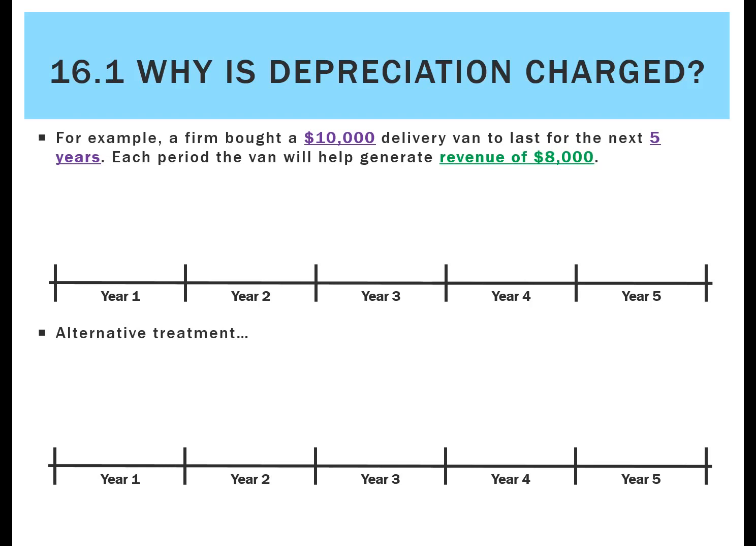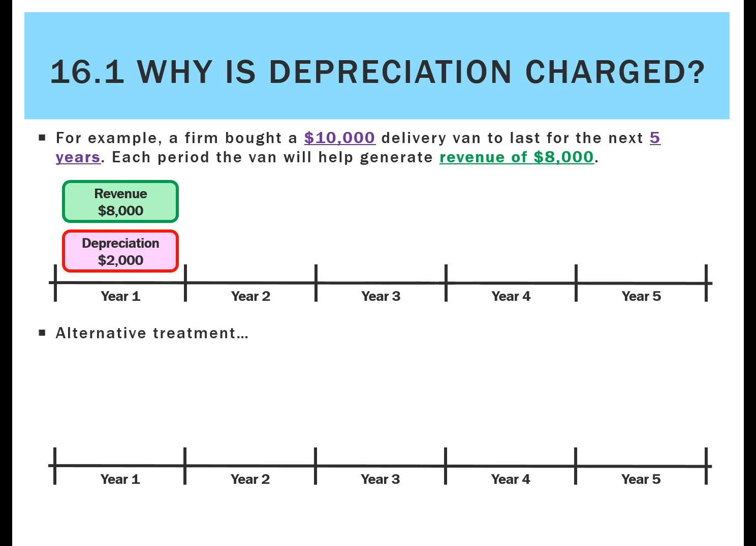Let's look at why we're using depreciation over a number of years rather than just doing it all in the first year. So, for example, let's take the $10,000 van. It's going to last for 5 years, and we'll assume every year it's going to generate $8,000 of revenue. So what we should do is in year 1, with the $8,000 of revenue, we should match $2,000 of depreciation, which is the expense in using the van.